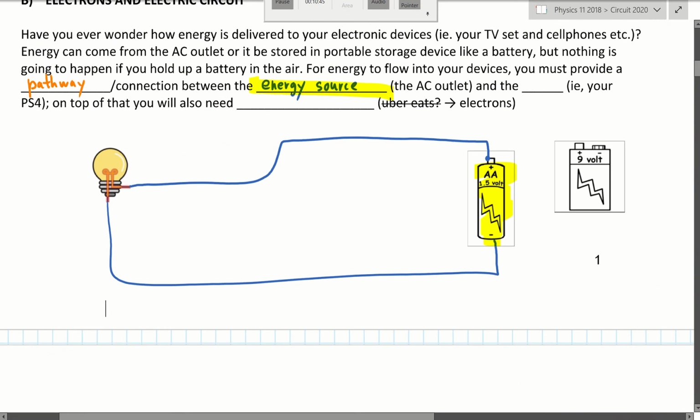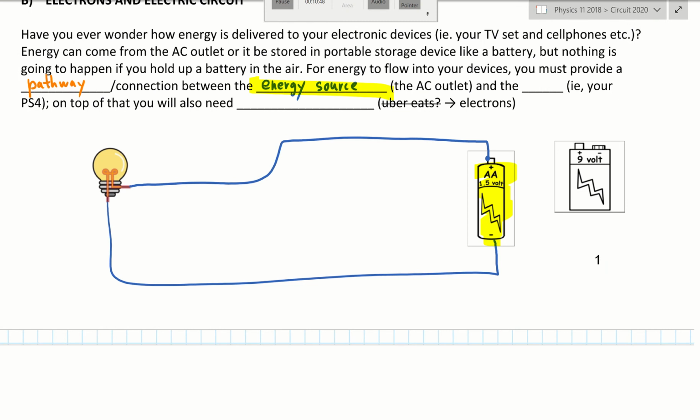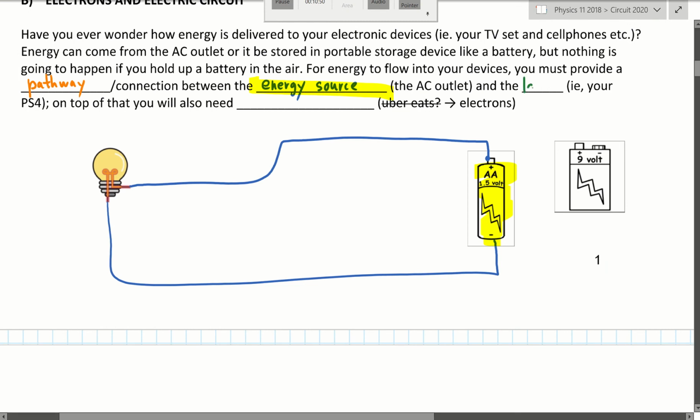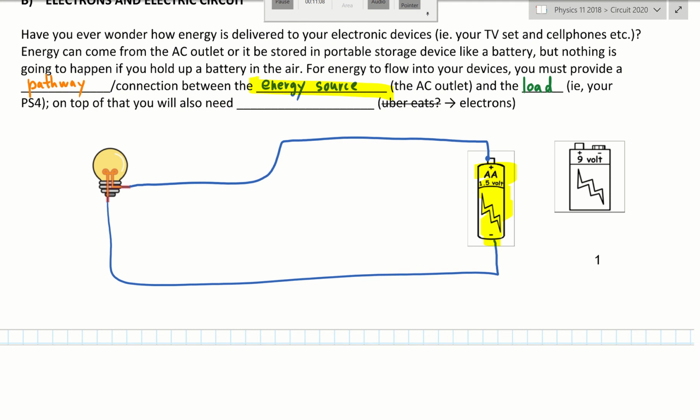So we need something that can actually use the energy, that can consume the energy. We call that in a circuit a load. Something that is there to use up the energy is a load. For example, the light bulb is a load. Your PS4 is a load. A resistor, hopefully you still remember what resistors are from science class, is a load. Or your speaker, or anything that uses the energy that you're delivering with the battery connected to it is a load.